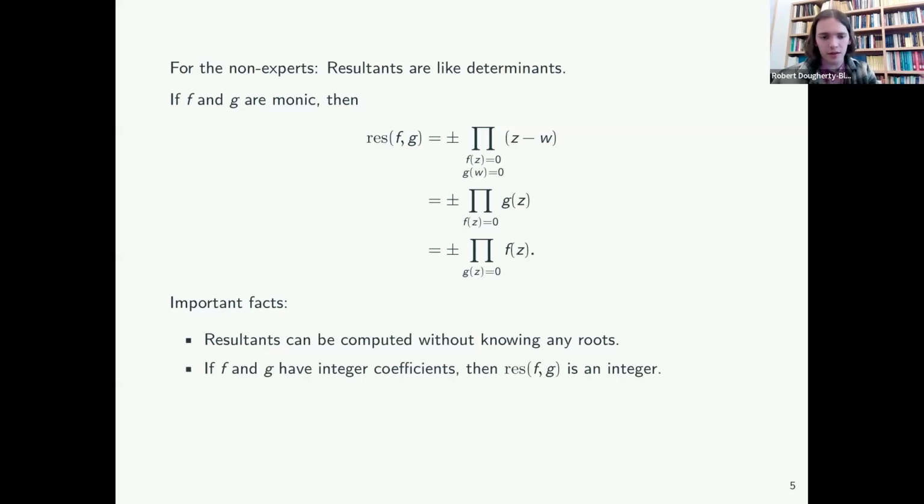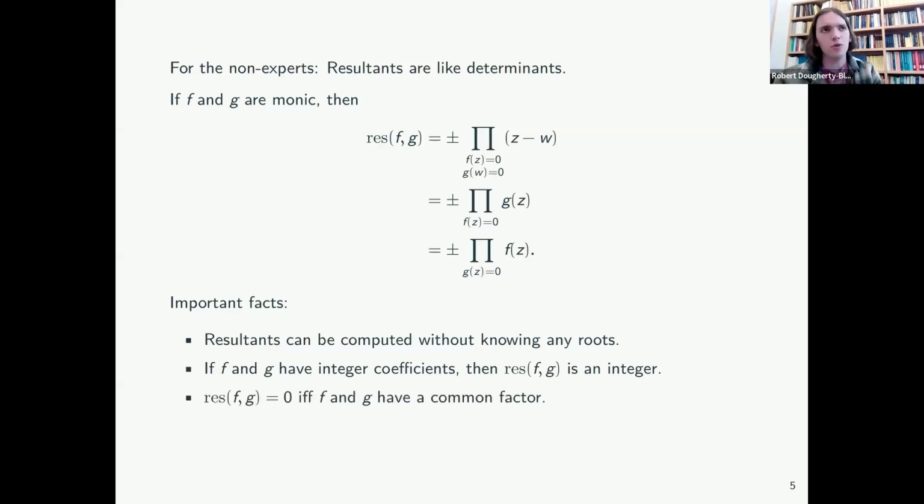And then based on what I just said, there's another nice fact, which is that the resultant of two integer coefficient polynomials is again an integer, which is again not obvious from the definition because you have to do things with the roots, but it turns out it's not anything disgusting. It's just some integer that you can compute with a determinant.